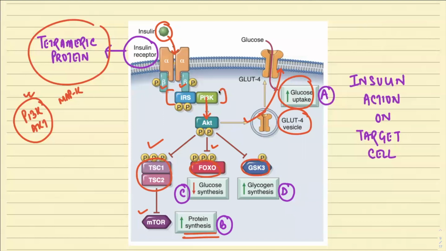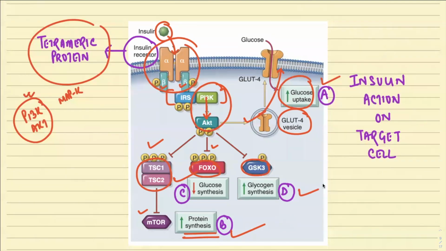But what you should remember, what are the subunits you should remember? You should remember which pathway it stimulates and what the actions are: increase glucose uptake, increase protein synthesis, decrease glucose synthesis, and increase glycogen synthesis. This is what you should understand, the basic action of insulin on the target cells.